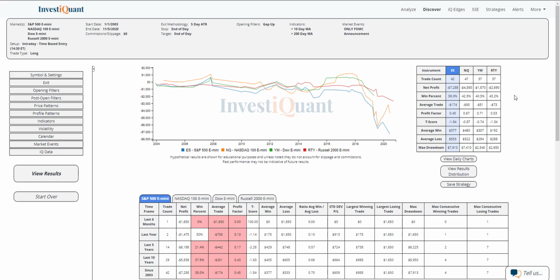And if we take a look at average win, average loss, you can see average loss larger than the average win here in the S&P. That's true for the NASDAQ. The Dow, pretty similar size here. Average win, average loss, and then the average loss a little bit larger than the average win in the Russell.